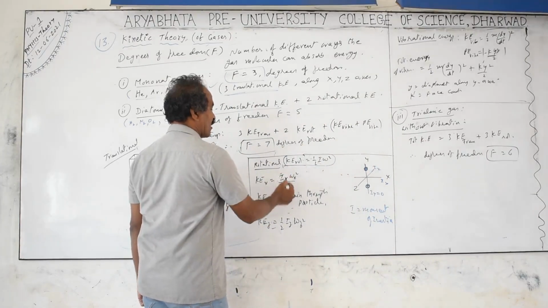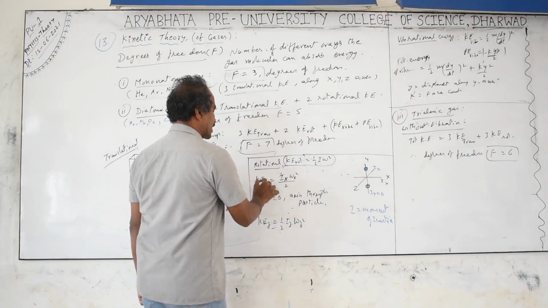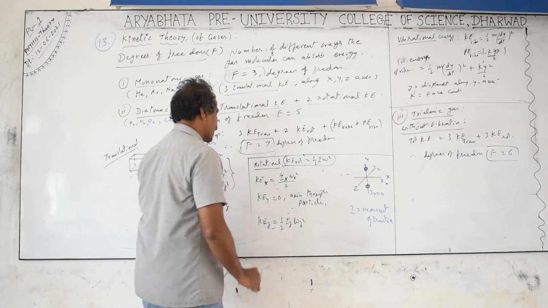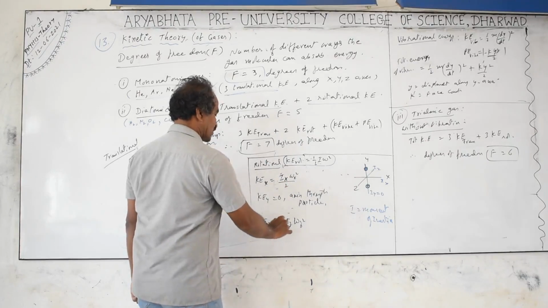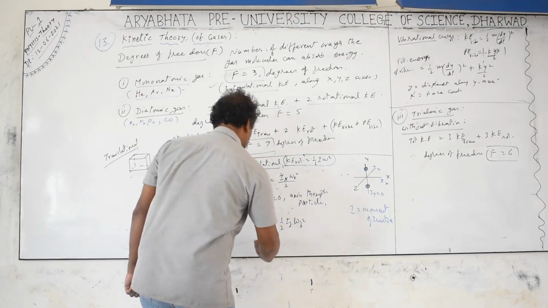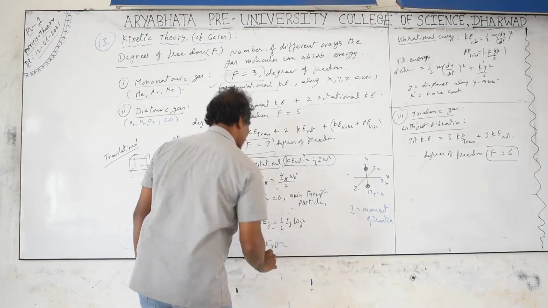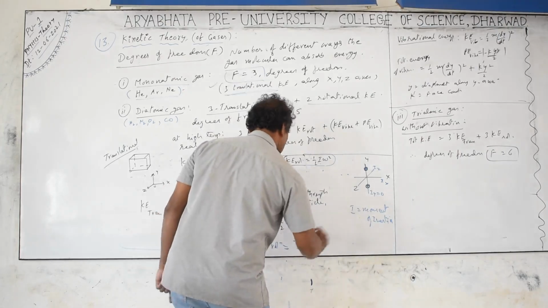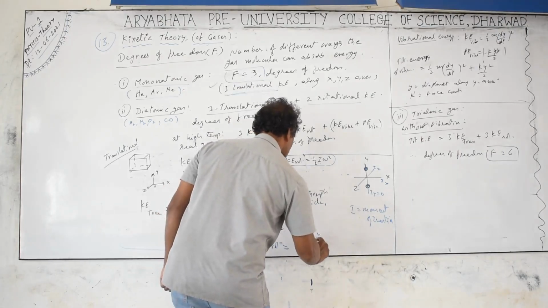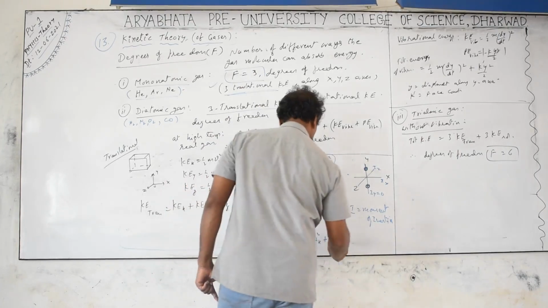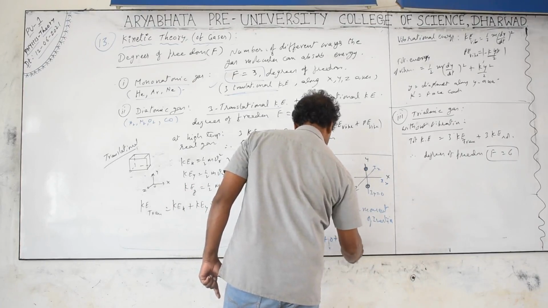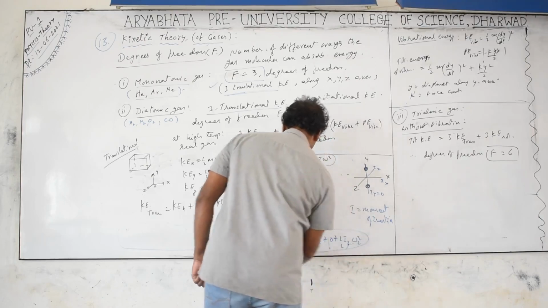So kinetic energy is half I omega square. This is related to the rotational kinetic energy about the x-axis, half Ix omega square. And kinetic energy about the z-axis is half Iz omega square. So the total kinetic energy of rotation is half Ix omega x square plus half Iy omega y square, which is 0, plus half Iz omega z square. This is the total rotational kinetic energy.